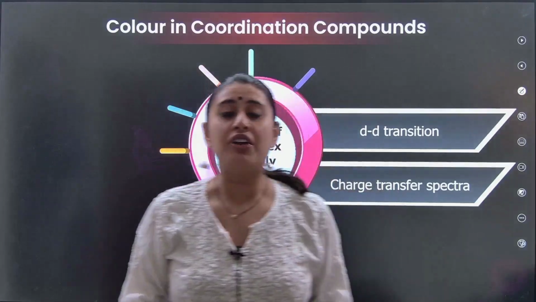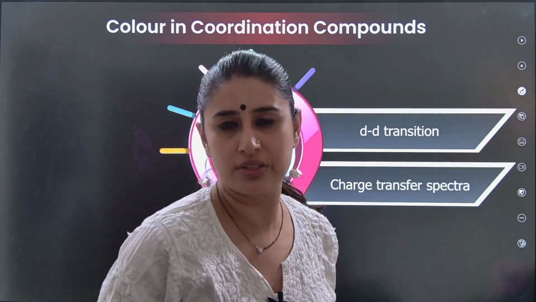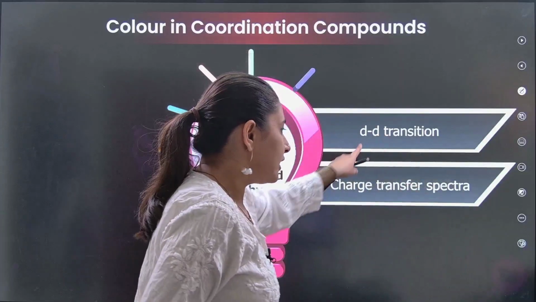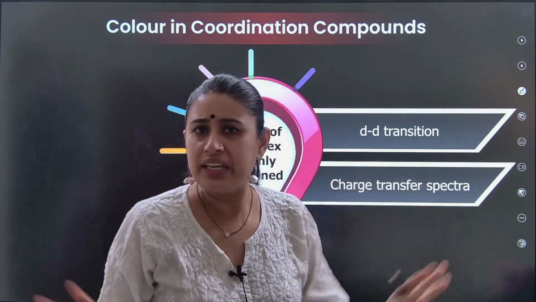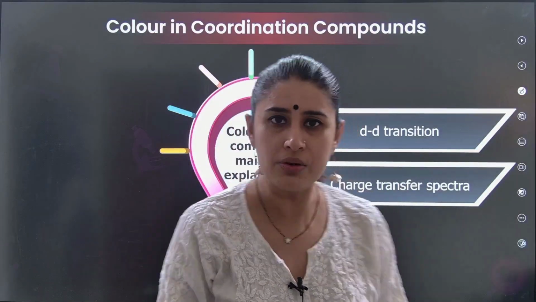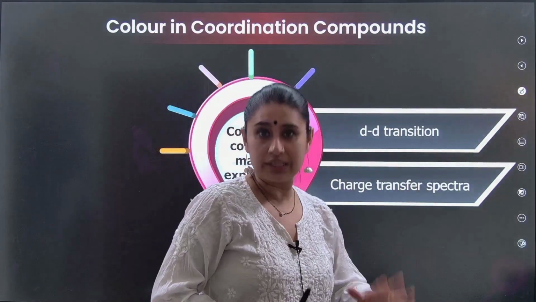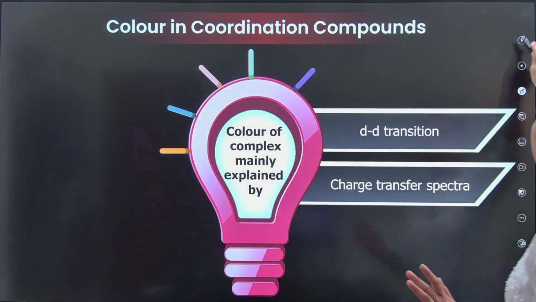So any question, if it comes on color, will be high definition, crystal clear. Please see, there can be only two reasons for the color of any d-block element. DD transition is the easiest one to figure out. The other one is charge transfer, which is of various kinds. So first, let's clear what DD transition is here.